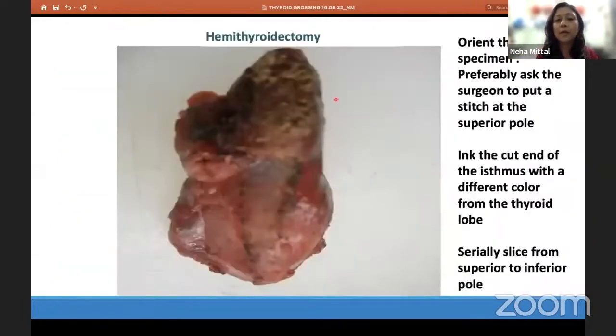This is just to show another common specimen, which is the hemithyroidectomy. Orient the specimen. As I said, in this case, you might need the help of the surgeon to orient the specimen, preferably asking the surgeon to put a stitch at the superior pole. Ink only the cut end of the isthmus with a different color. If you're inking a hemithyroidectomy with different colors, only the cut end of the isthmus, and not the entire isthmus, has to be inked with a different color.